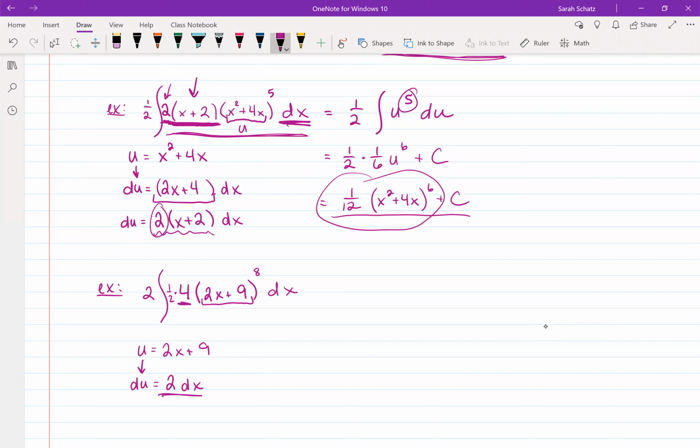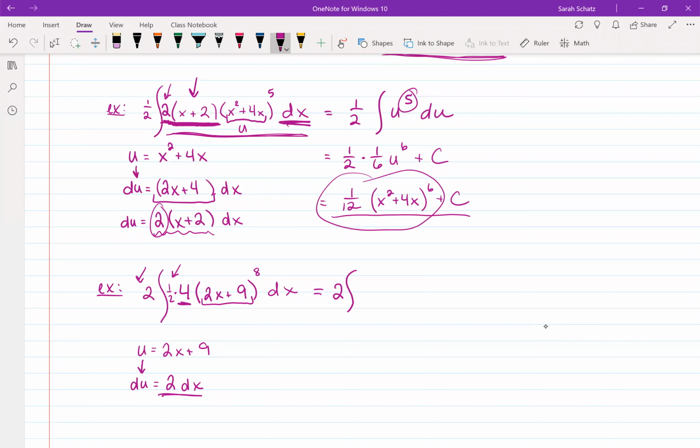This one's backwards. You guys, I had too much. I had 4, but I only needed 2. So I put the 1/2 on the inside and the 2 on the outside. What's my rewrite look like? Well, it looks like there's a 2 on the outside.